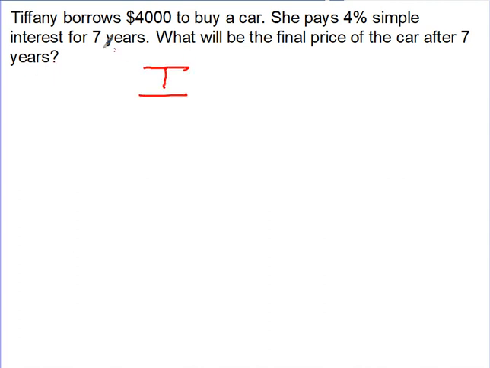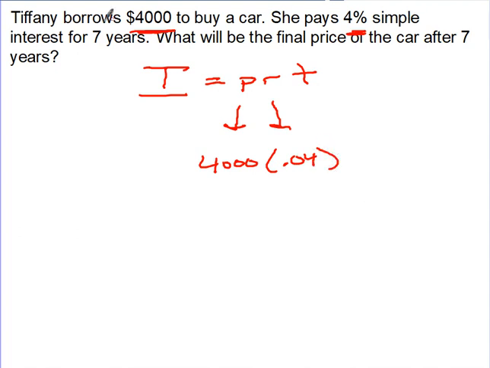Tiffany borrows $4,000 to buy a car. So she didn't have the $4,000 she needs to buy a car, so therefore she had to borrow it from the bank. So that's our principal. That's the starting borrowed amount, $4,000. 4% simple interest rate. There's my rate. And I'm just going to write it out as 0.04. I'm going to put it as a decimal right away. And then it's for 7 years.